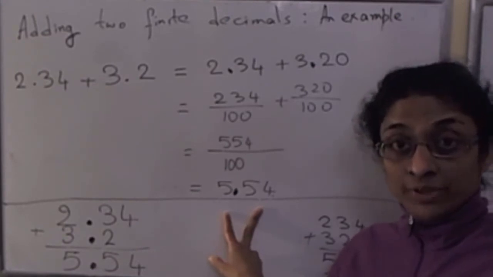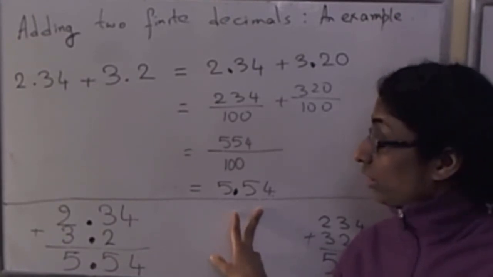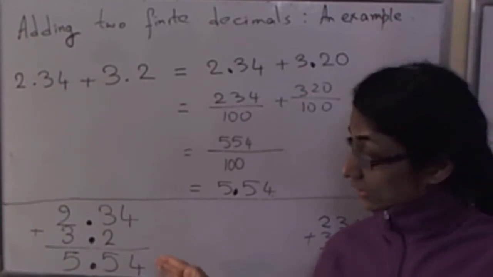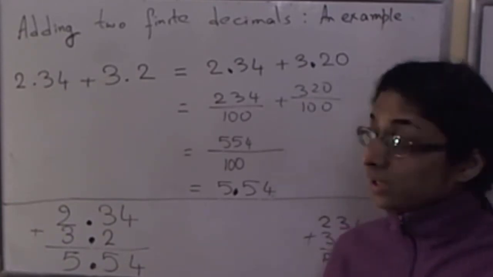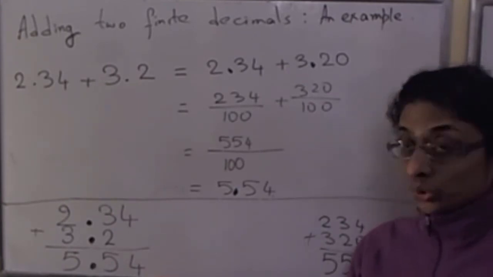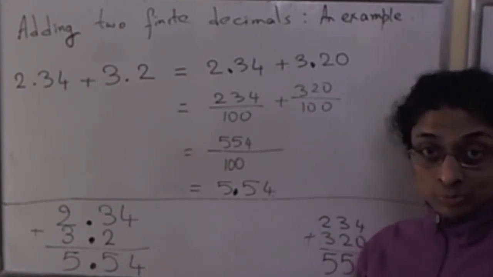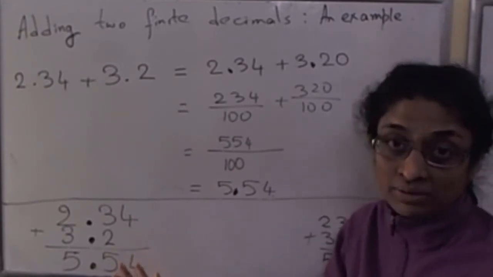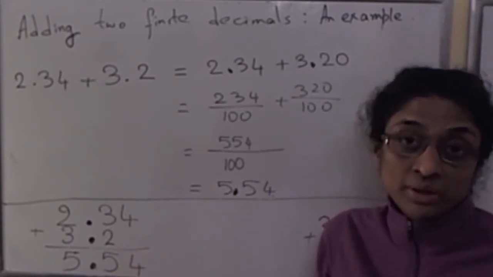So now I'm going to show you an algorithm for adding finite decimals, and that's a quicker way of getting the answer. And when I show you the algorithm, I'll also explain how the mathematical reasoning of these steps is naturally packed into this algorithm. So let me go over the algorithm steps.